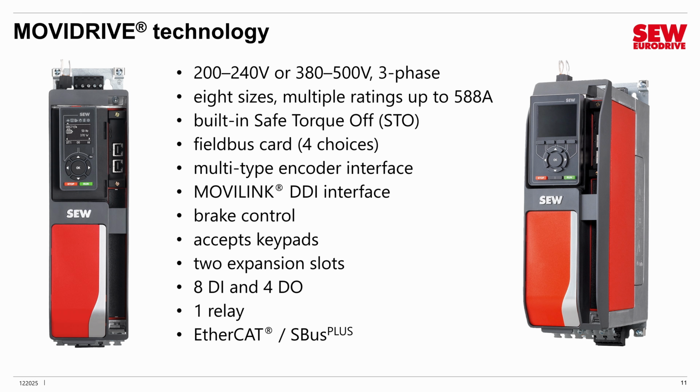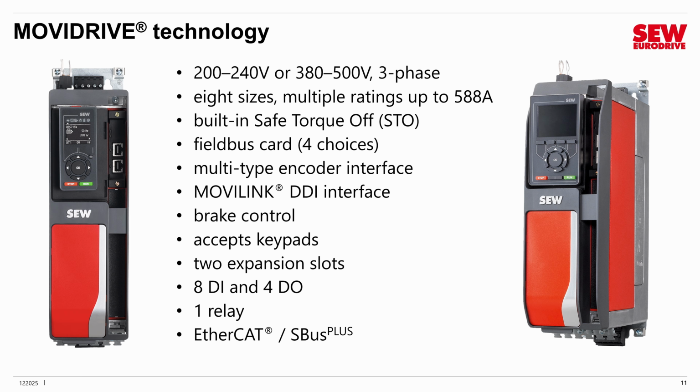It also includes the MOVILINK DDI interface. It can control a brake on the motor if the motor has one. It accepts keypads. It has 2 expansion slots for adding additional features. And it has a nice amount of digital I/O, input and output. It has 8 digital inputs and 4 digital outputs. It includes a small relay, and it includes a special feature called EtherCAT, which in the SEW world also goes by the name SBus Plus.